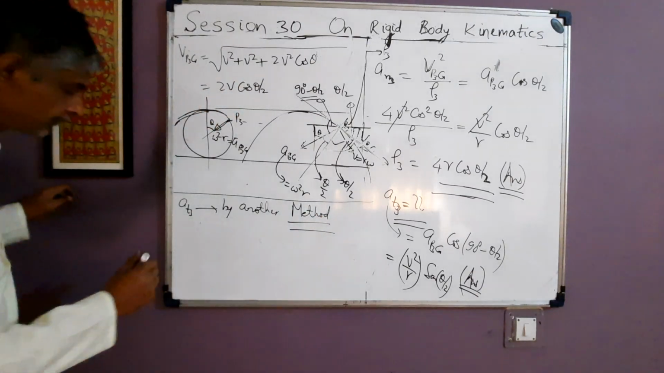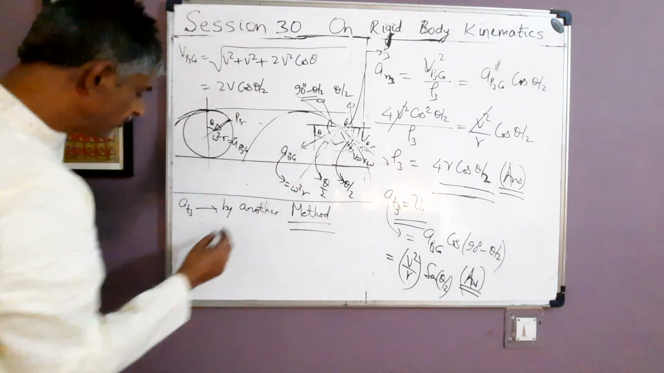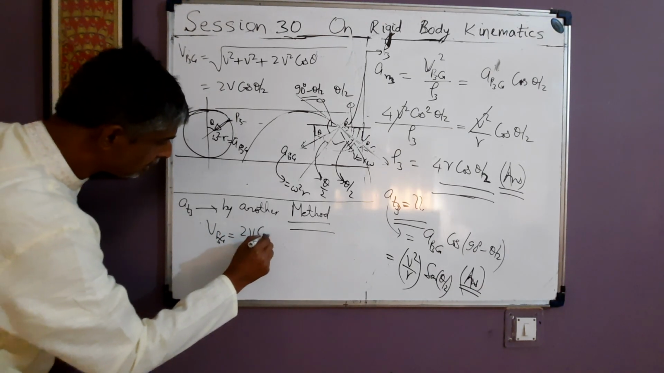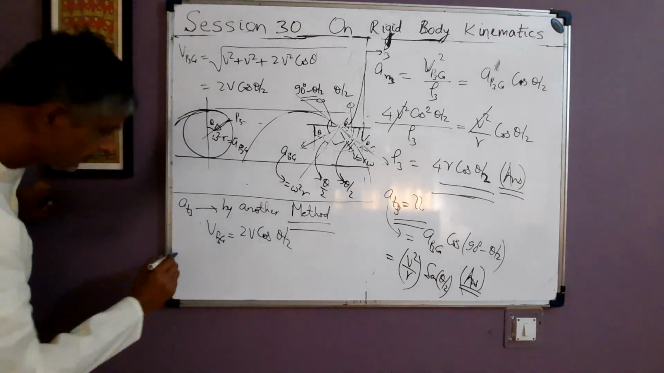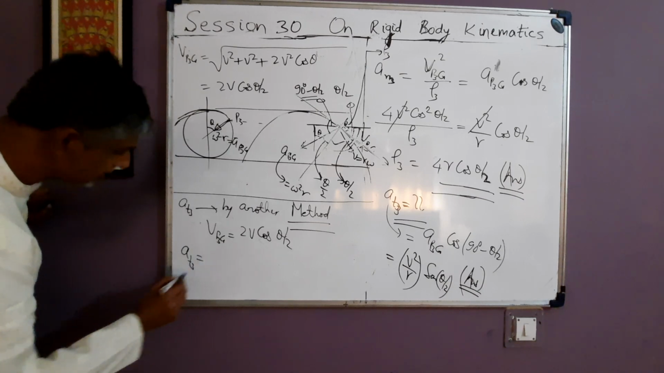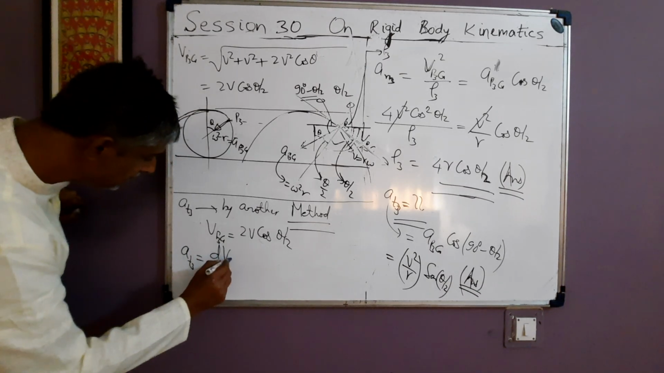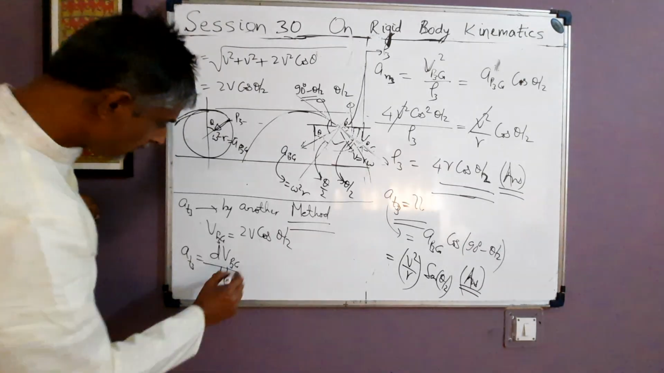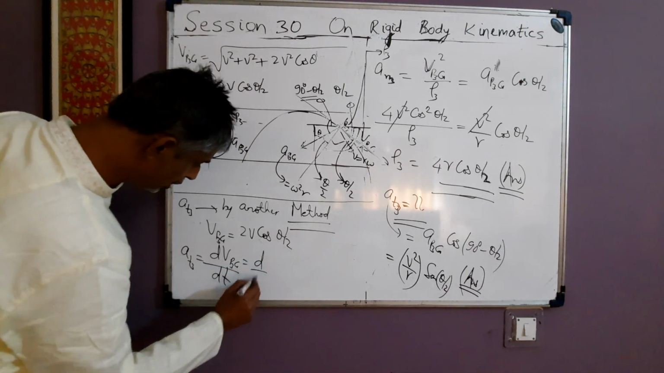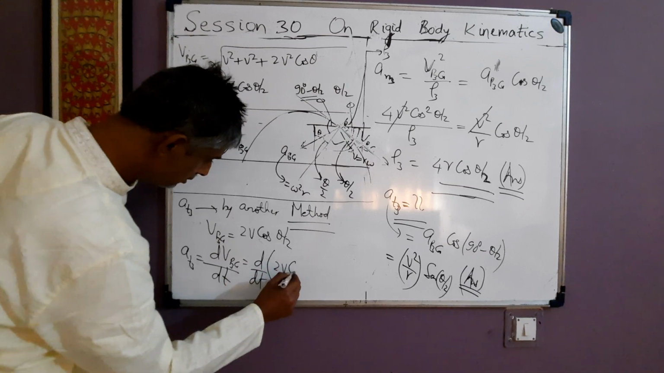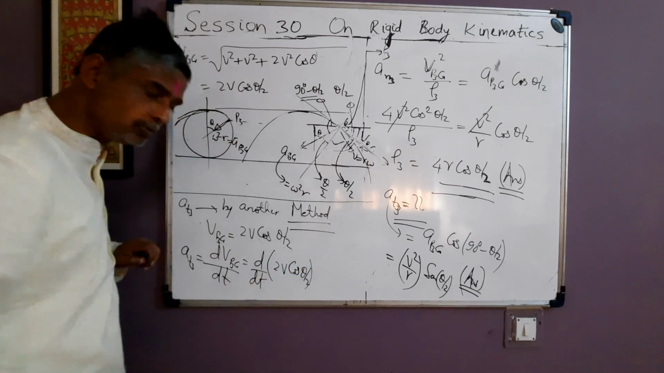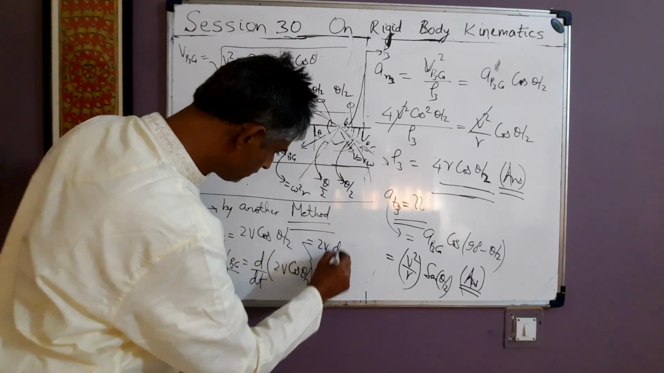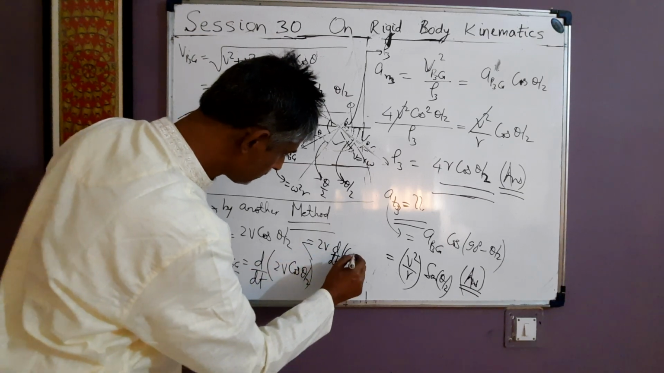By another method. See, we know the speed of P3 is how much? 2v cos theta by 2. So AT3, the tangential acceleration, is just the derivative of speed. Is it alright? This becomes how much? d by dt of how much? 2v cos theta by 2. Alright? So this becomes equal to 2v d by dt of what?